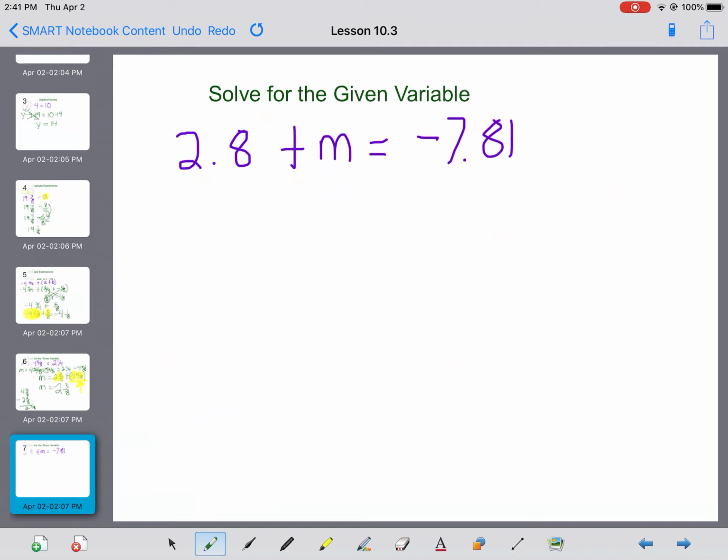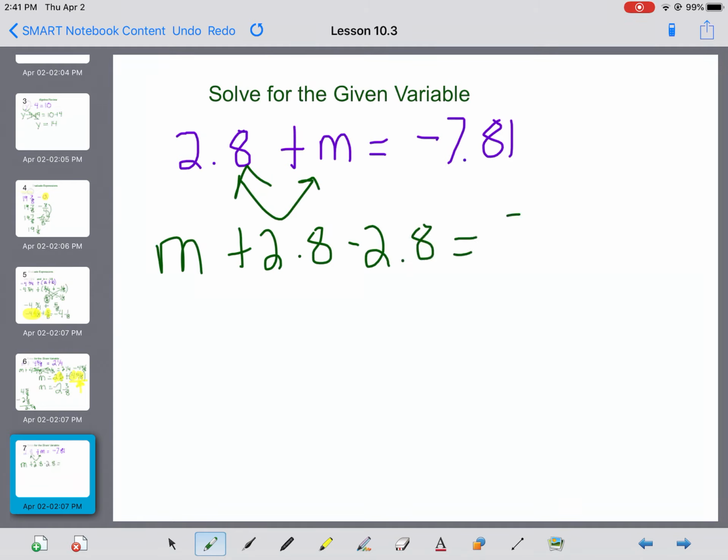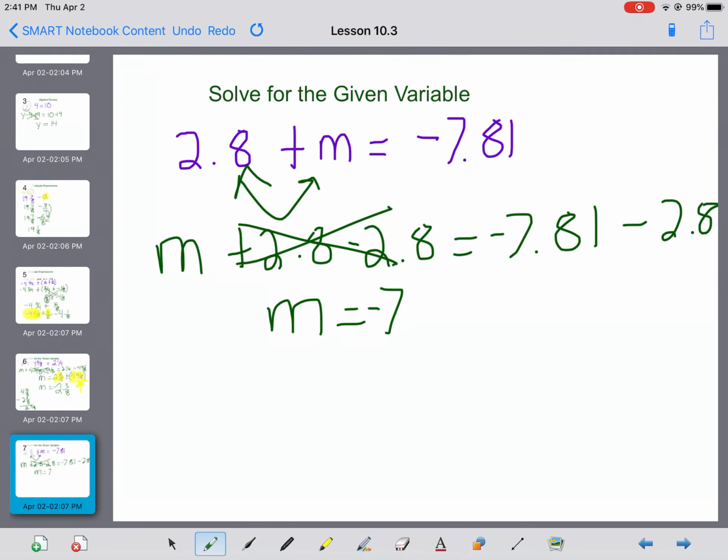All right, one more solving for the given variable. I thought I would review one with decimals with you. So notice the M is on the opposite side that we're used to, but it's fine. I can just switch it around because it doesn't matter with addition. So I can just switch it around into a format I'm more comfortable with. Subtract 2.8 from one side. What I do to one side, I must do to the other. Subtract 2.8. I almost made the classic mistake. I forgot my negative sign. These cancel out.